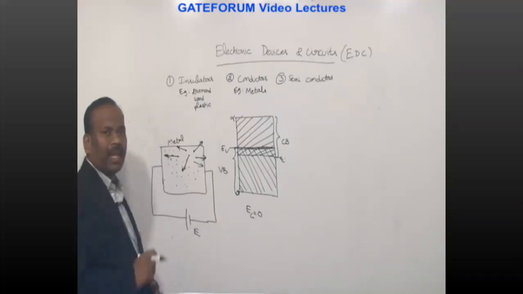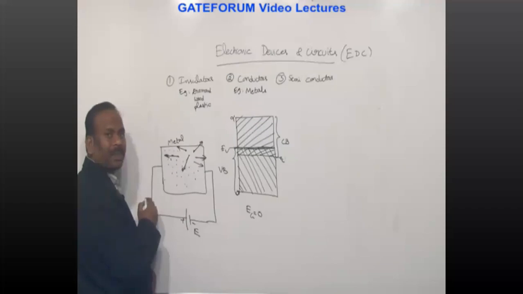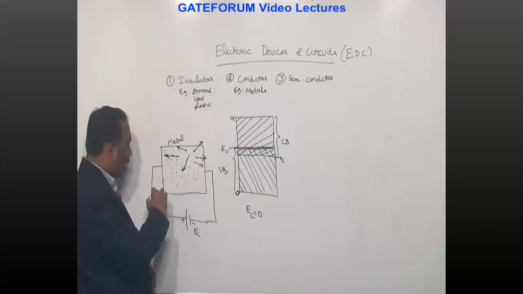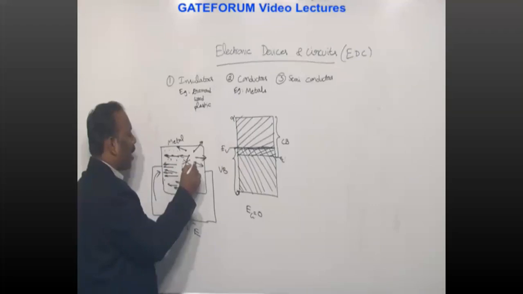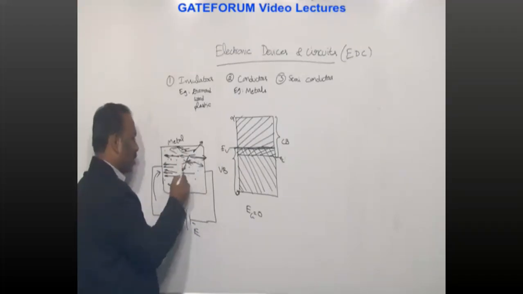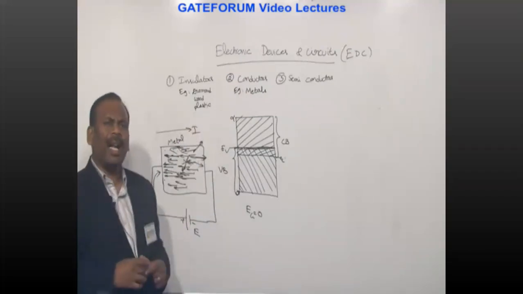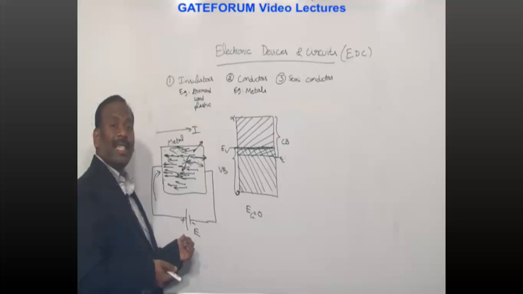If you apply an external electric field, here it's higher potential, here it's lower potential. So what is going to happen? The electrons are attracted in this direction, since this is positive potential. That means electrons are flowing in this direction, so current is going to flow. All the electrons are aligned in one particular direction, which means current exists. So this is called external DC voltage.